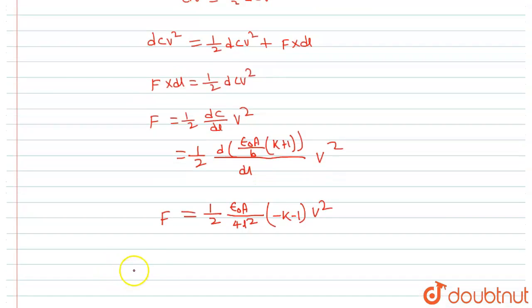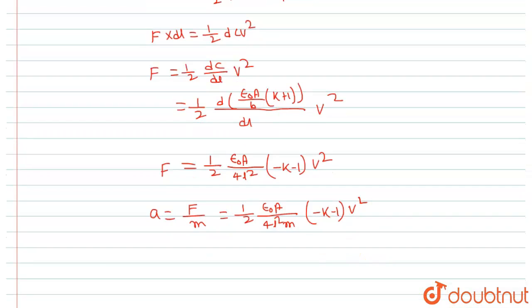Now acceleration we can find. As we know, acceleration is equal to f divided by m, so this is equal to 1 by 2 epsilon naught a divided by 4 l square m into minus k minus 1, and this v square. This is the acceleration. So we can find the displacement, this is l.